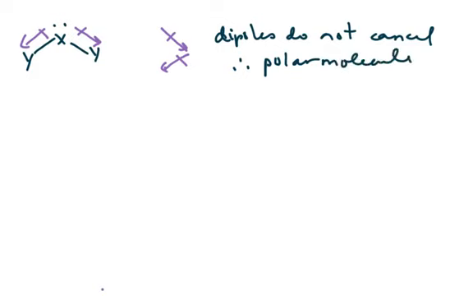Let's try another one. Let's consider a seesaw. Whoops, I didn't put my X in the middle. Let's do it now. There's a Y, there's a Y. Let's put my lone pair over here, and we'll have a pair of Y's there. So again, I have this linear section here. So we know that part can cancel out.